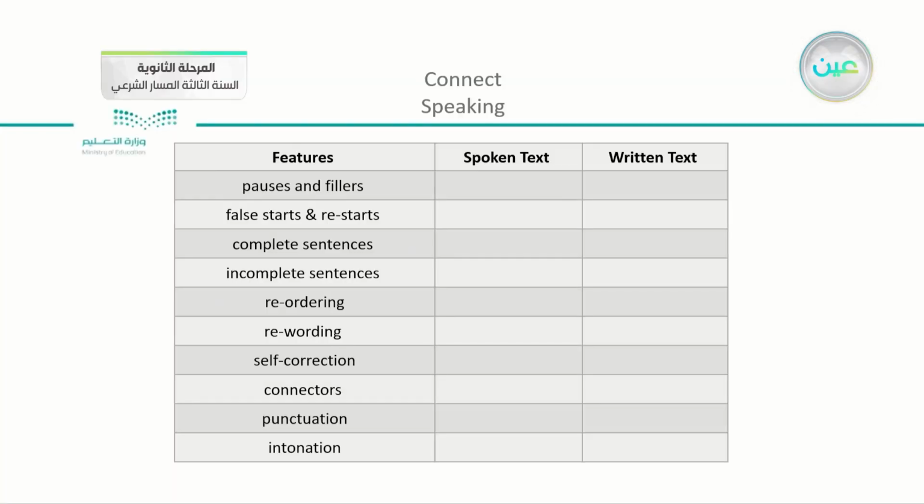Complete sentences or incomplete sentences. Do we always give complete? Can they be incomplete sometimes? Reordering, rewording. Now, reorder means to just give a sentence again in another order, or to just change the order of the words. Self-correction. Do you sometimes correct yourself while you're speaking? Connectors. Is there some kind of connecting between the sentences? Punctuation, full stops, commas. And we have your intonation, which means the rising and the falling of the voice.